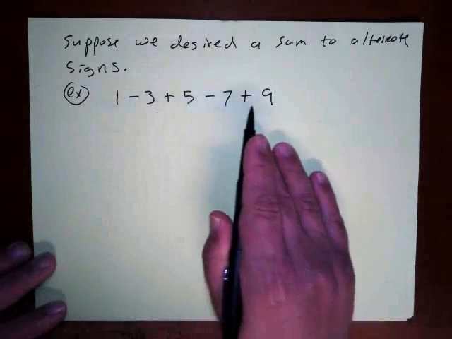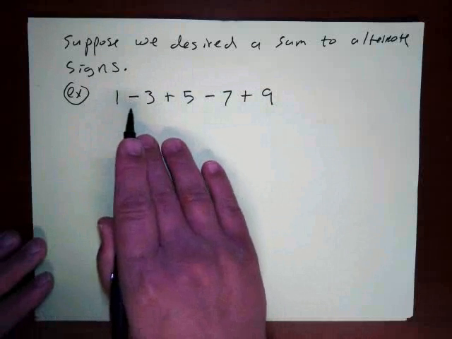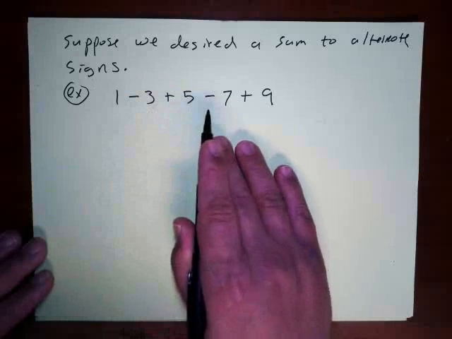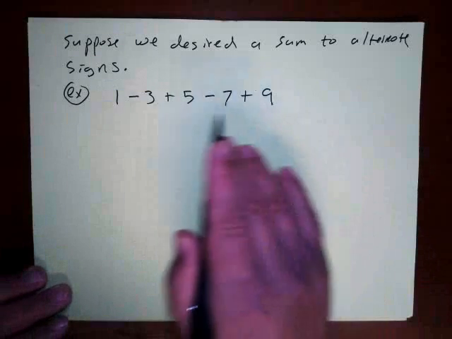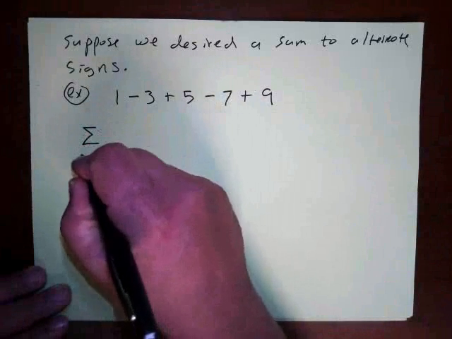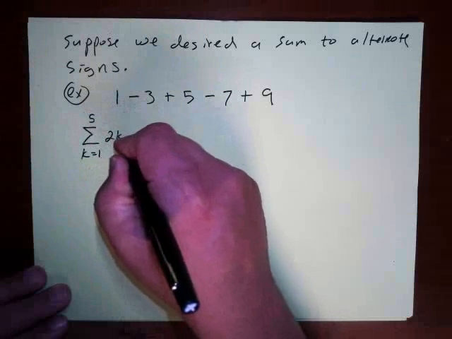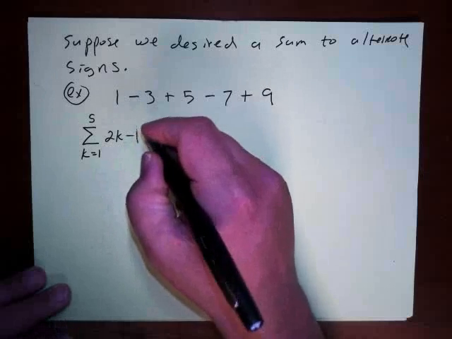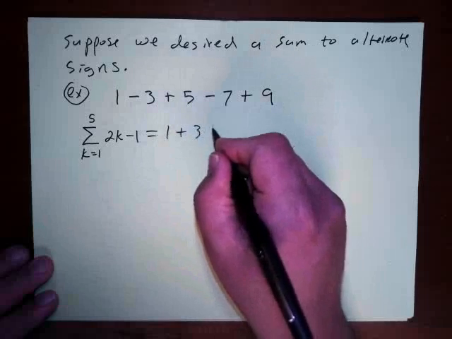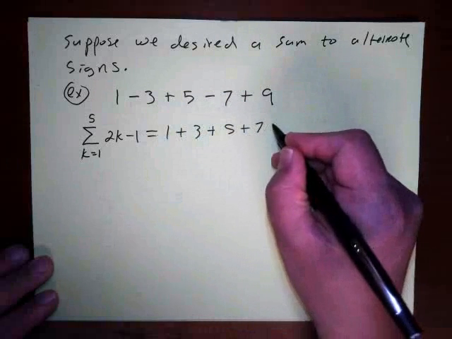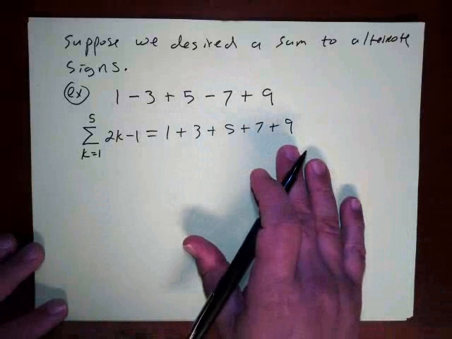So this is like the sum of the first 5 odd numbers, except it's not a sum. You're taking 1 minus 3 plus 5 minus 7 plus 9, and you can alternate it like that. Well, we saw that I could go from k equals 1 to 5 of 2k minus 1, and this would give me 1 plus 3 plus 5 plus 7 plus 9. Now, what could I do if I wanted these to alternate?